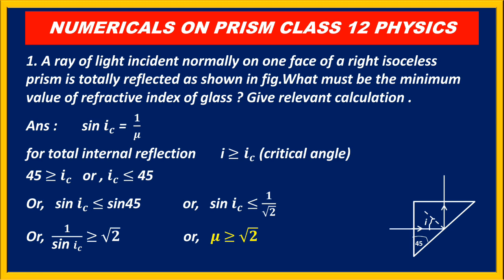For total internal reflection, angle of incidence must be greater than critical angle. So I greater than IC, that is critical angle, and I is 45. So 45 greater than critical angle, or we can rearrange IC less than 45, taking sine on both the sides, and putting the value of sine 45, we get mu greater than root 2. So this is the answer.